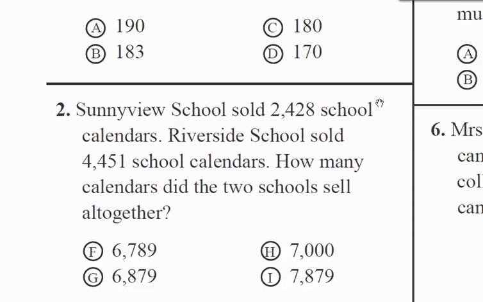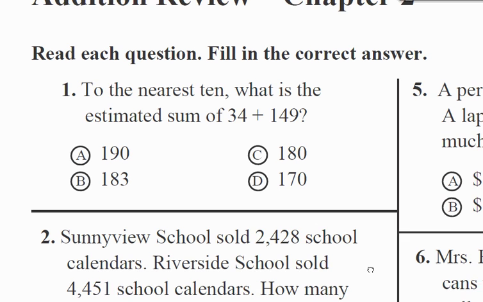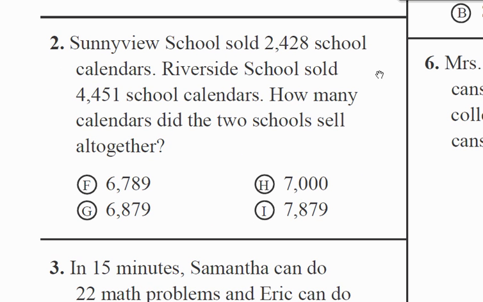Okay. 2, you have to do the same thing. It says, how many calendars did the school sell altogether? Hold on. Look at number 2, though. Does it say to estimate? Does it say about how many? No, so I don't have to round on that one. I just have to add.